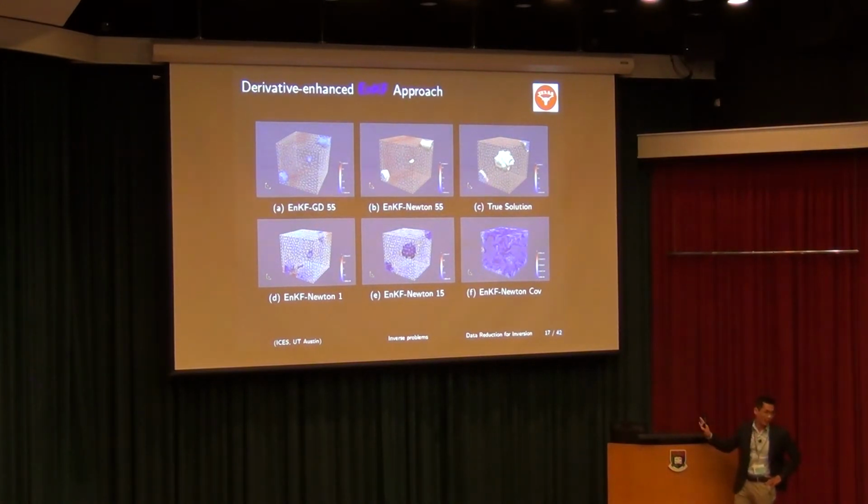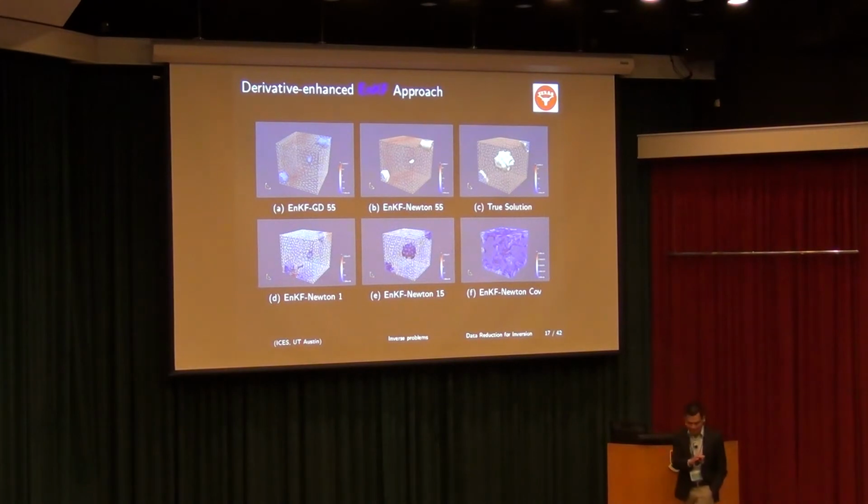If you don't do anything, it will not converge. But if you use gradient descent with 55 steps, with fixed steps, this is what you get. With Newton 55 steps, you get something too. But here these are fixed. What it shows is that if you have a fixed step, it's not good.